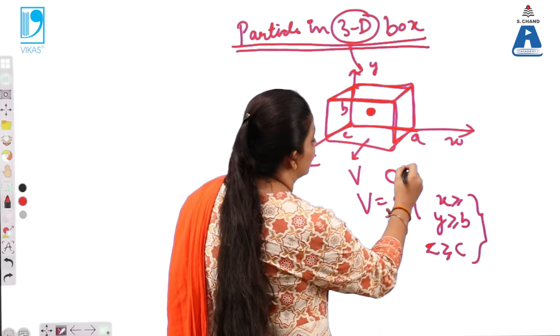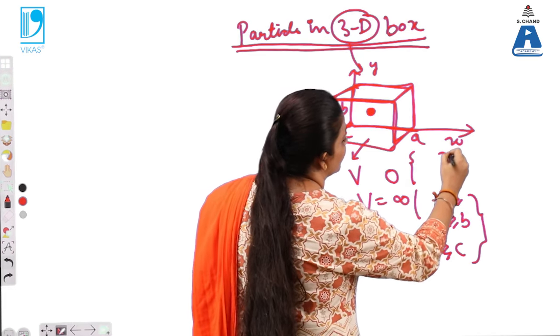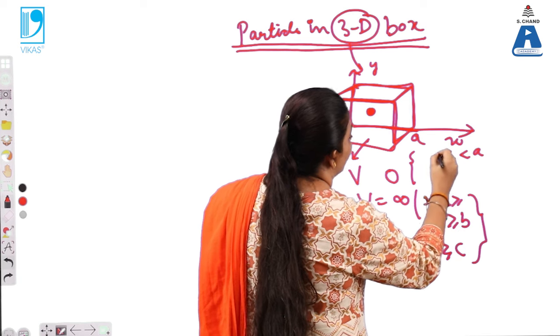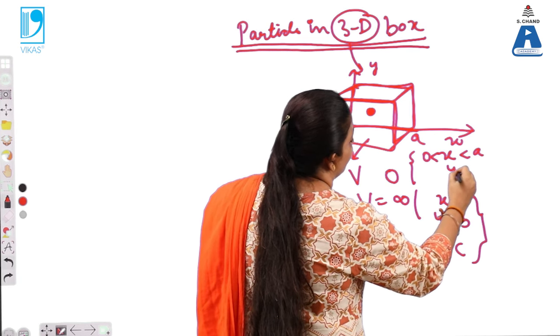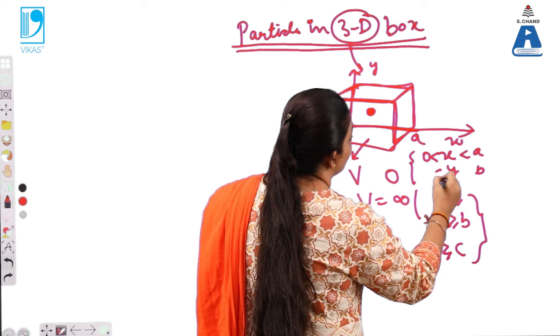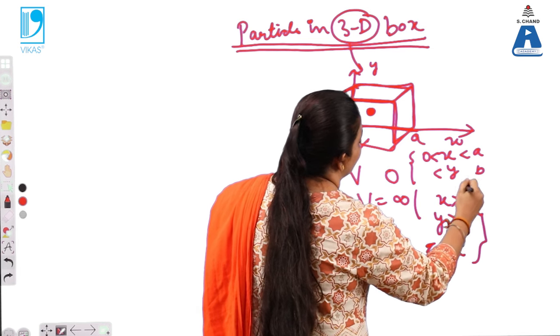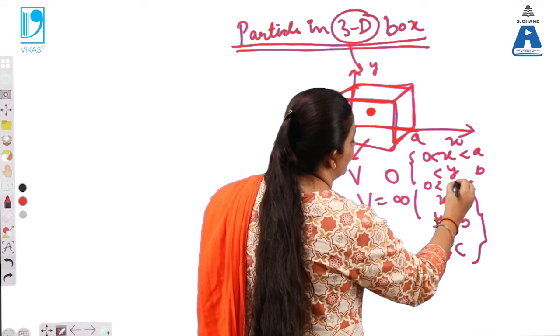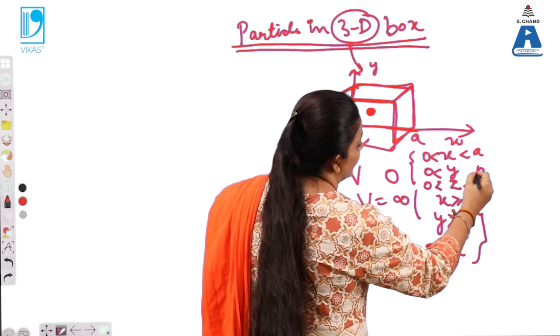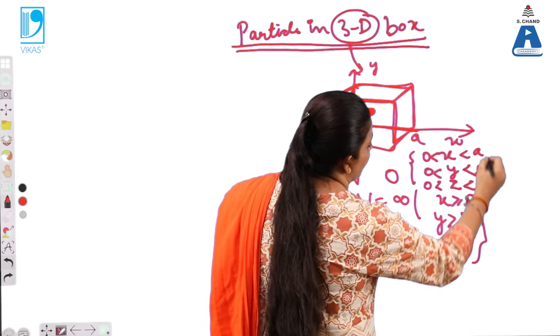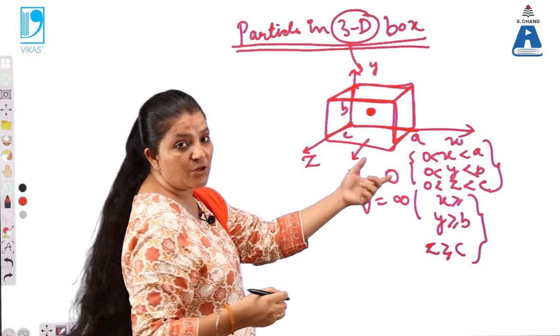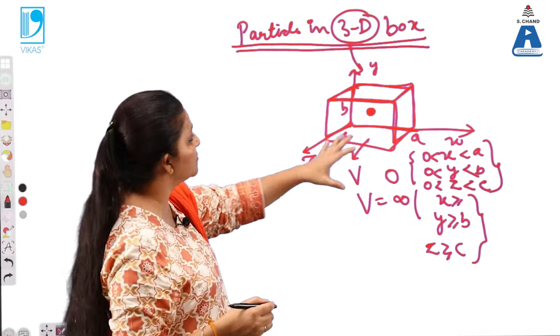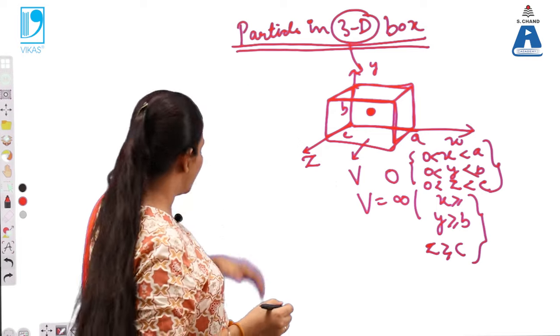Here the potential is 0. The boundary condition must be: x lies between 0 and A, y lies between 0 and B, and z lies between 0 and C. So these are the boundary conditions for the particle to remain inside this box. Now the particle remains in this box.